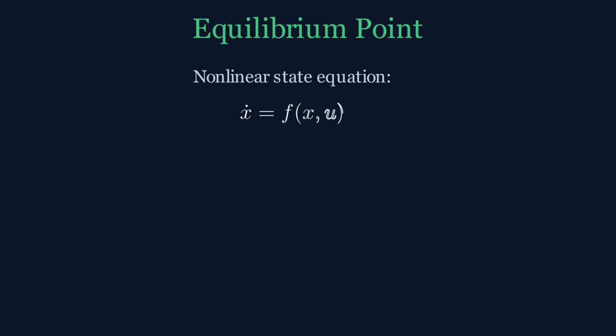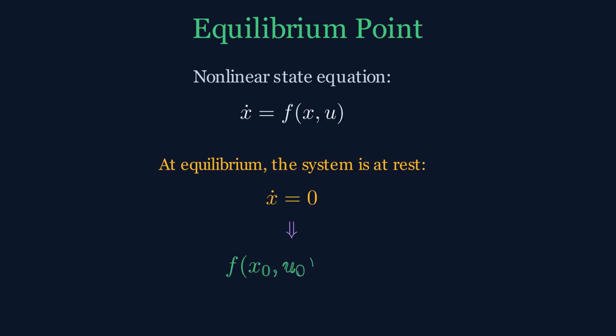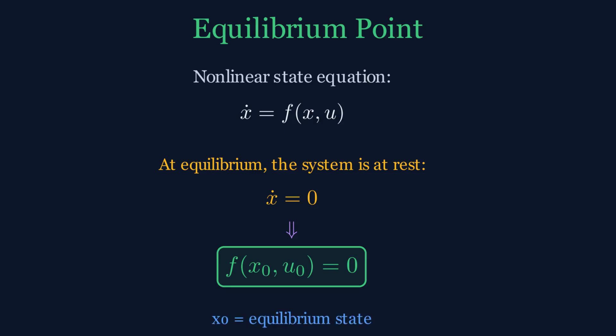The first step is finding an equilibrium point, also called an operating point. An equilibrium is a state where the system can remain at rest indefinitely. Mathematically, this means the state derivatives are all zero. So we set x dot equal to 0 and solve f of x0, u0 equals 0. Here, x0 is the equilibrium state and u0 is the constant input that maintains it. For our magnetic suspension, equilibrium means the sphere hovers at a fixed position with constant current and zero velocity.